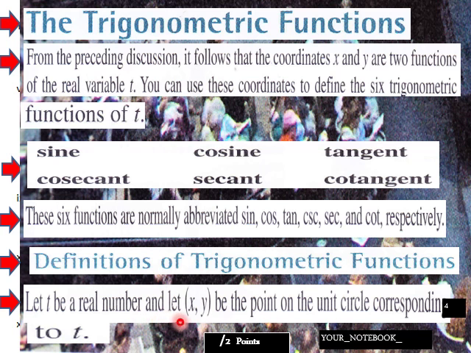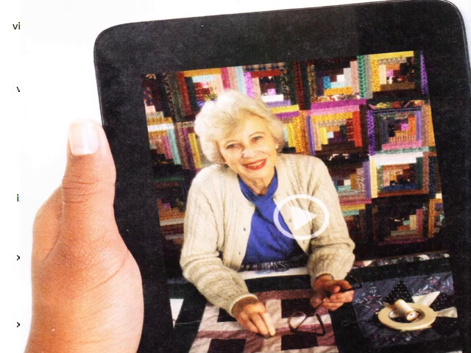Let t be a real number, and let x, y be the point on the unit circle corresponding to t. So t is a symbol here for positions on your unit circle, and then these functions are how we make different kinds of calculations of this point on the unit circle. And this goes in your notebook. Again, an important slide.